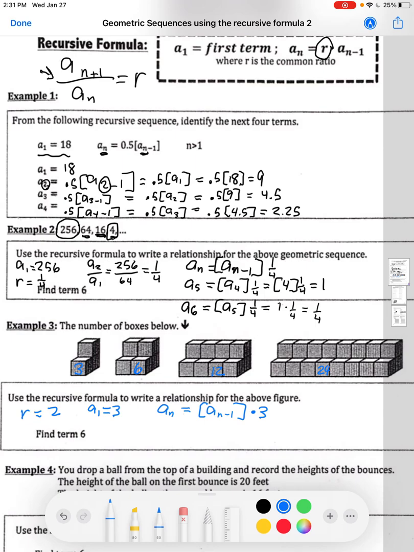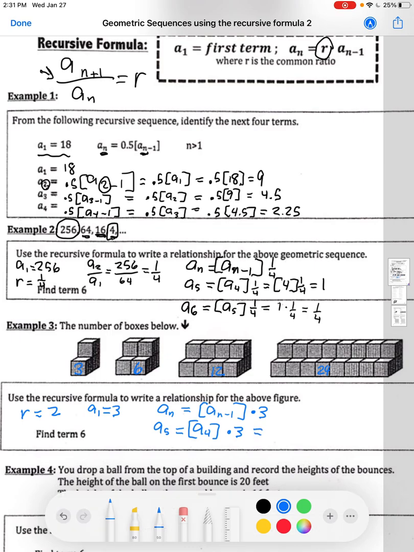Now, we are already told that we've got our first 4 terms. We're supposed to find term 6 again. So we can go ahead and do the same thing that we did the last time to figure out what our 6th term would be. So that'll be A5 is equal to A4 times 3. So the current term is equal to the previous term times 3.